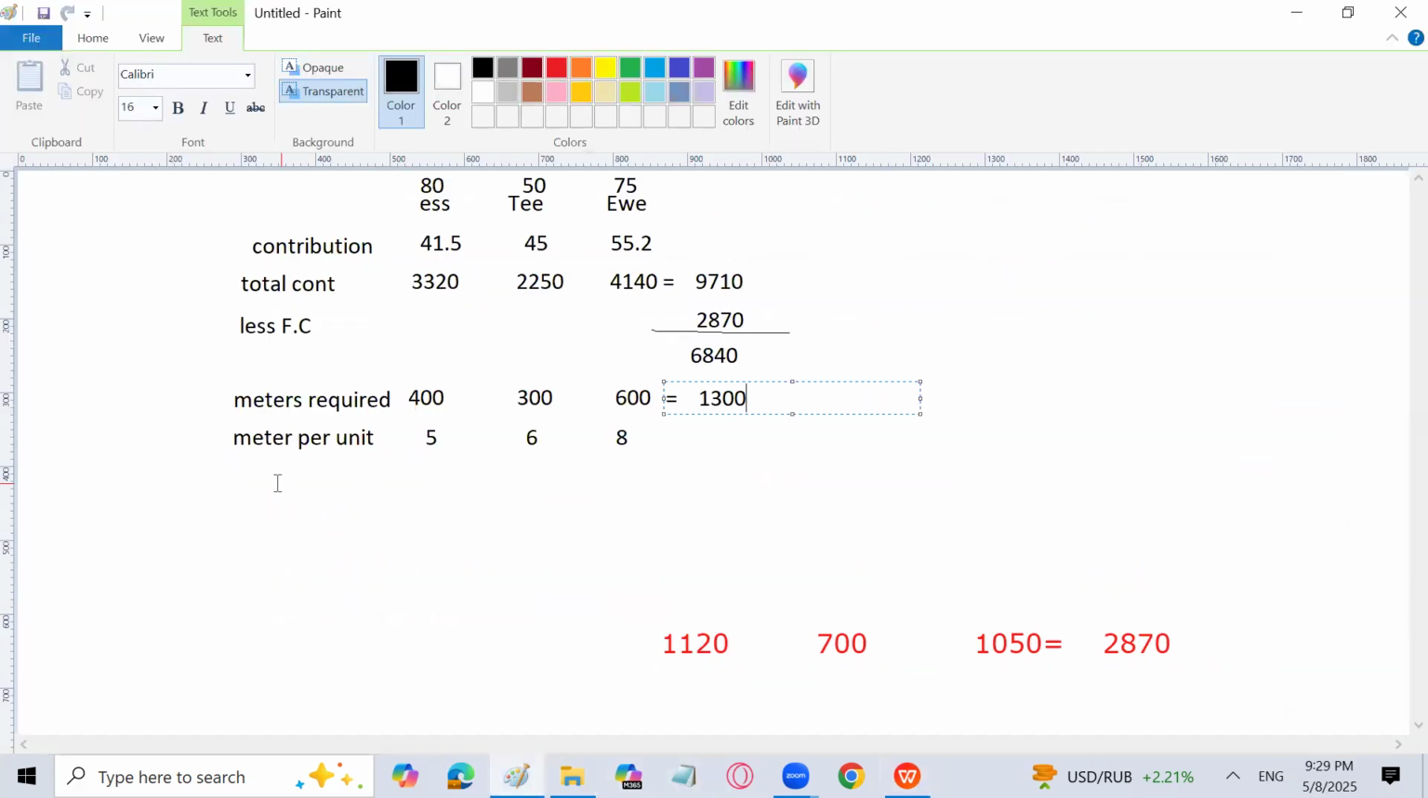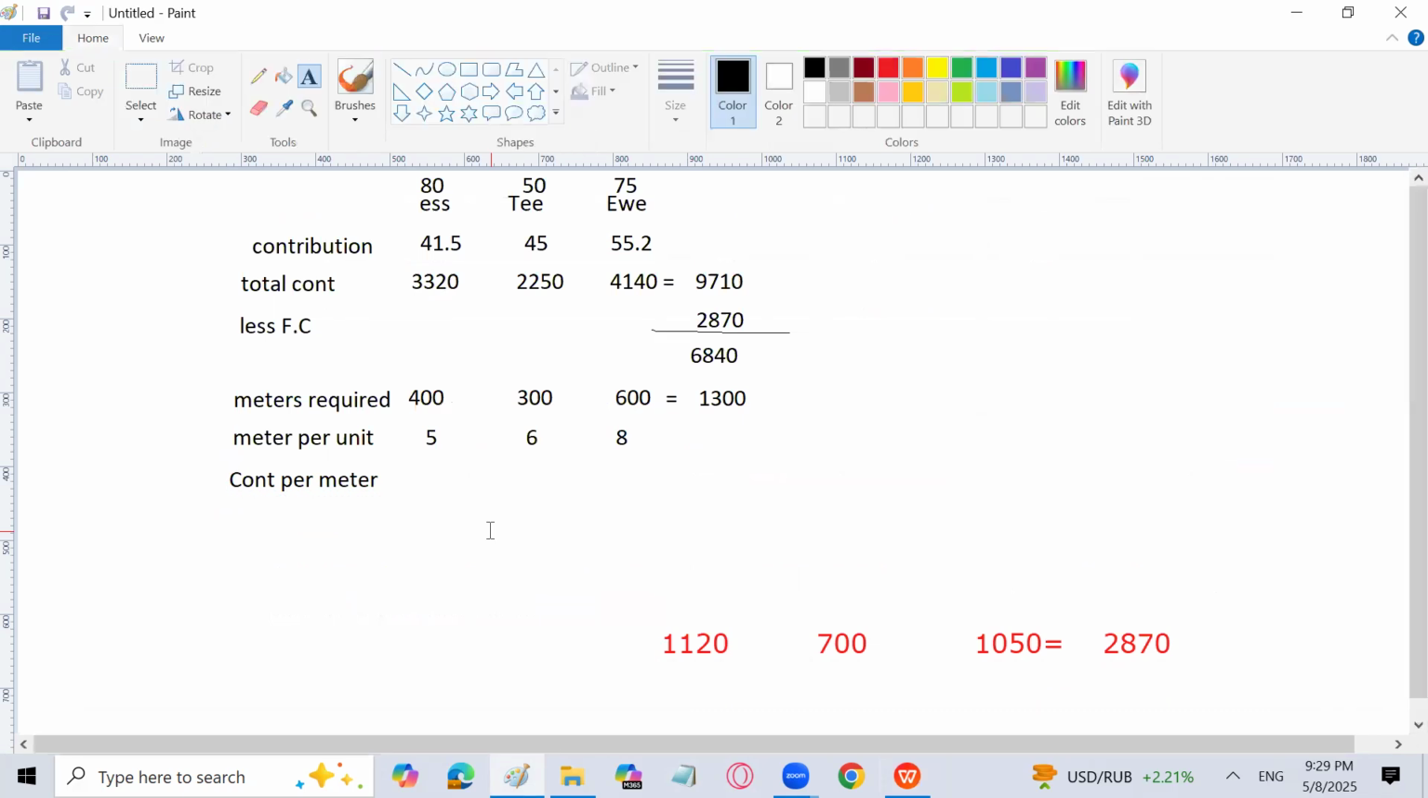How many units, how many meters do we have? I will write here units produced according to the limiting factor. But for that, I first have to find the contribution per limiting factor, meaning contribution per meter, to rank the production, that is, which unit should be produced first. So contribution per meter is contribution per unit divided by limiting factor per unit. Can you calculate it for me?